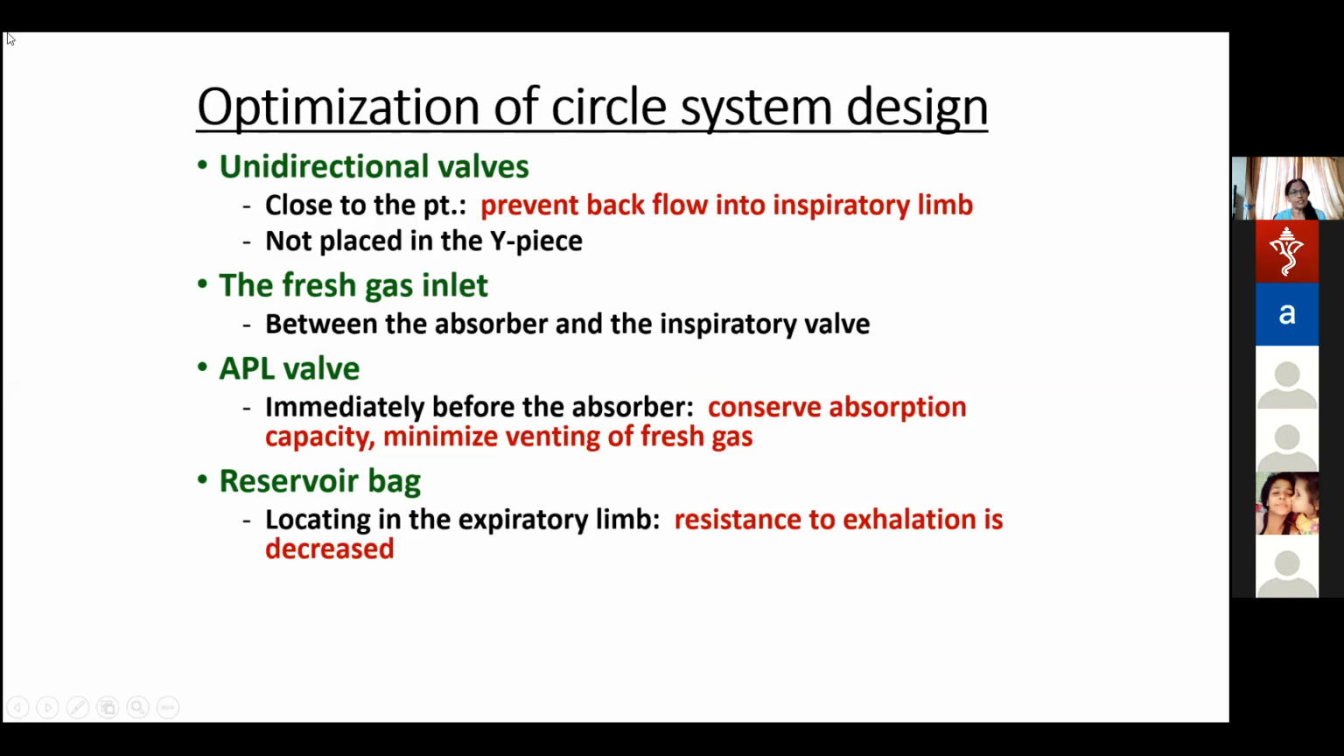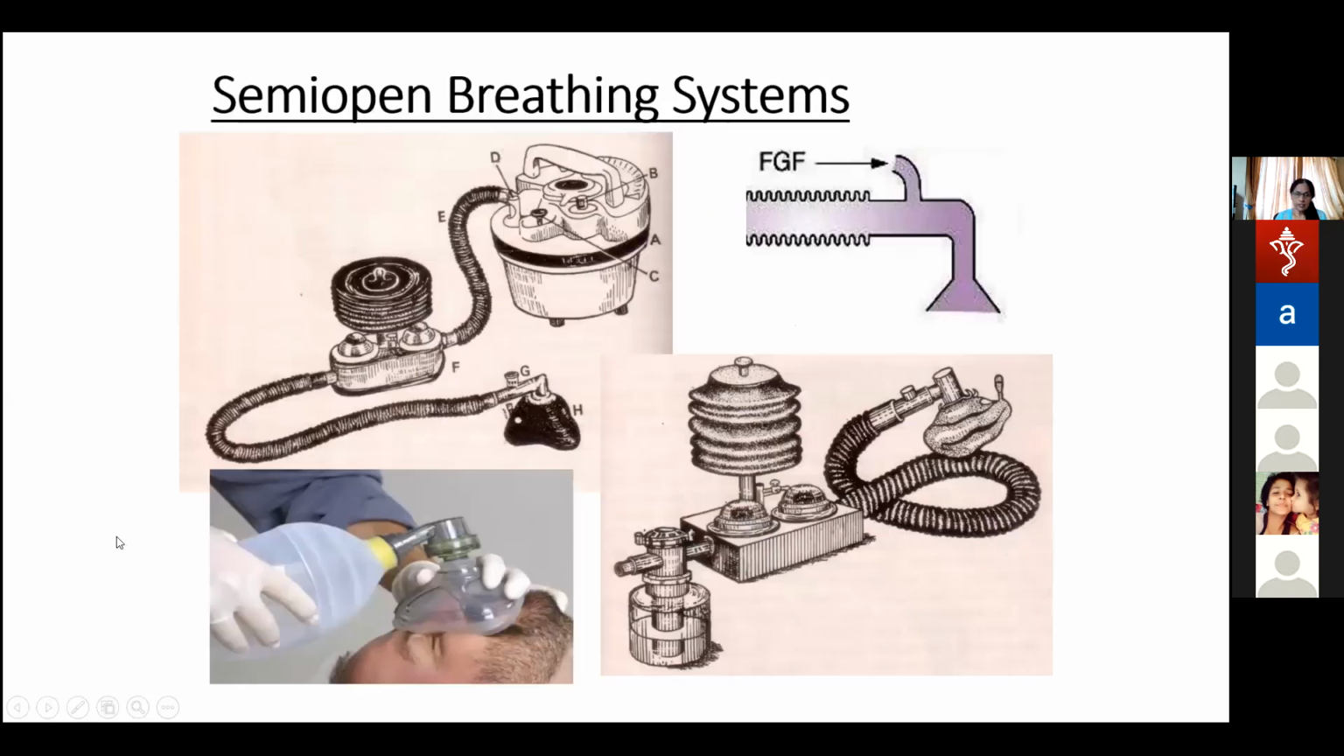How do you optimize the circle system design? Unidirectional valves should be as close to the patient as possible to prevent backflow into the inspiratory limb. But please remember, we have always seen them placed on the circle absorber rather than close to the patient. Fresh gas inlet should be between the absorber and the inspiratory valve. APL valve should be immediately before the absorber to conserve absorption capacity and minimize venting of fresh gas. Reservoir bag should be located in the expiratory limb so that resistance to exhalation is decreased.